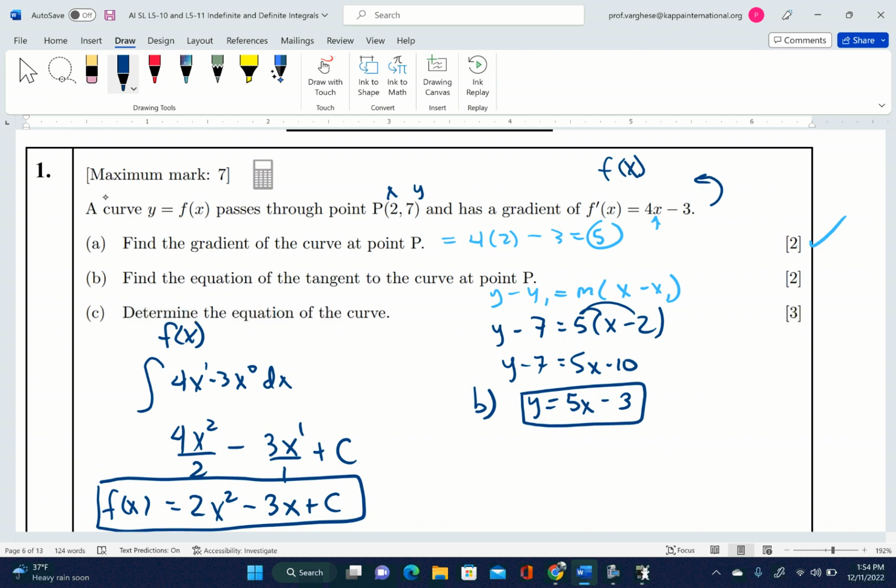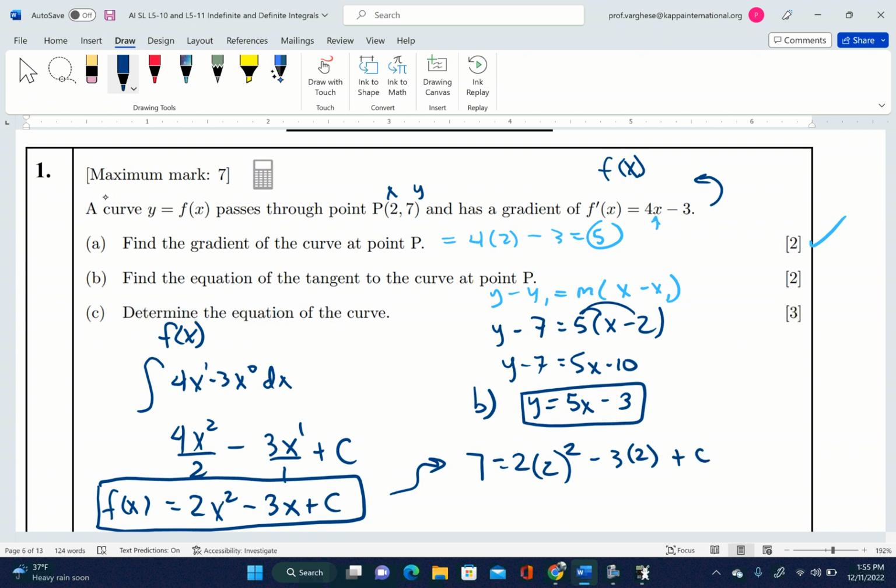So we found the equation of our curve, right? Once we find the integral, let's see if we can find out what c is. So they did give us the point, right, which is 2 comma 7. So when x is 2, then y is 7. So all we're going to do here is plug this in and find out what c is. So our y, f of x, is the same thing as y. So I'm going to put 7 equals, right? I have 2x squared. Instead of our x, what am I putting, right? I'm putting the x value, which is 2. So 2 times 2 squared minus 3 times 2 plus c.